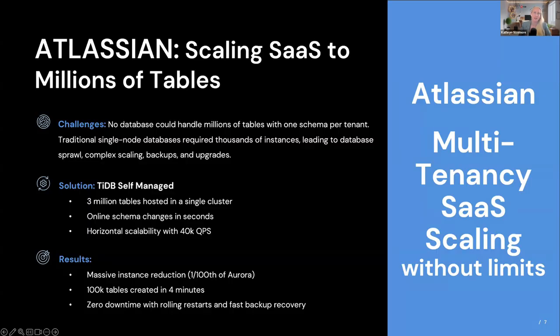You don't want lag or a delay in spinning up customers and losing that potential revenue. They also achieved zero downtime with rolling restarts, fast backup recovery, and like I said, the online schema change as well. So huge benefit for Atlassian SaaS product.